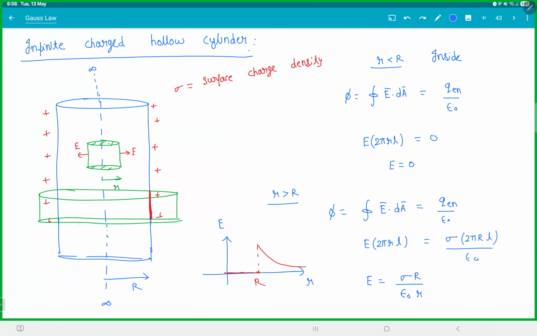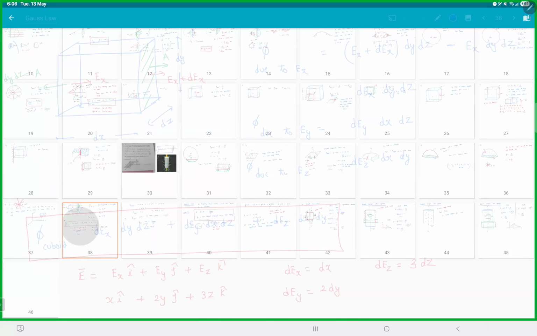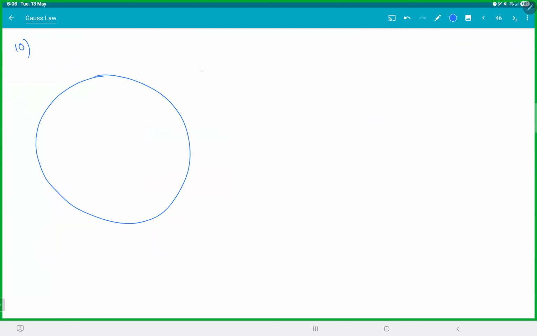Now you guys try this. We have a solid sphere whose charge density rho is equal to rho naught r power n for r less than R. Small r is the distance from the center, and for n not equal to -3.